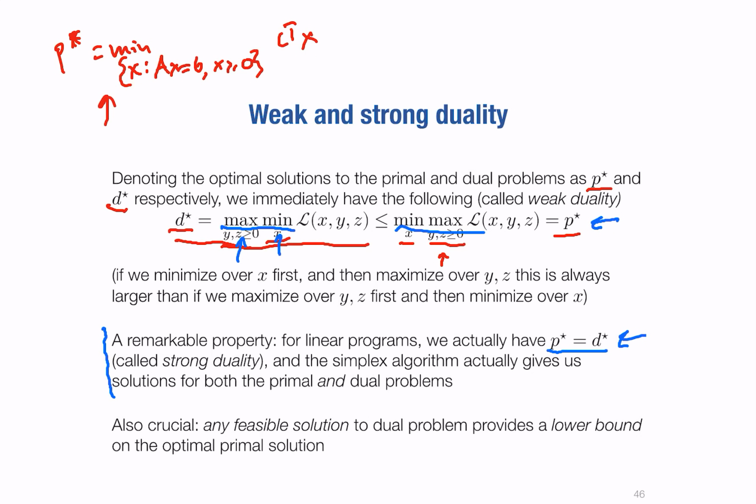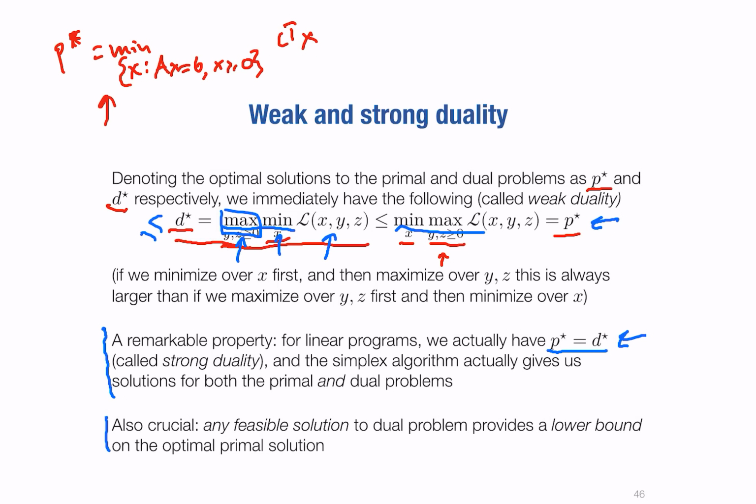Another crucial property, though we'll talk about this one less, is that any feasible solution to the dual problem provides a lower bound on the optimal primal solution. Feasible just means, and we'll talk about what it means in a second when we discuss the dual problem in more detail, that the solution satisfies the constraints of the dual problem. Because we're maximizing over this thing, any other solution we have will be even lower than the optimal one.